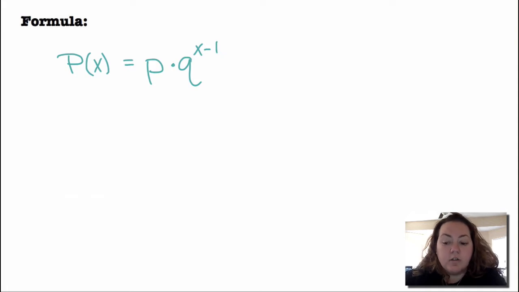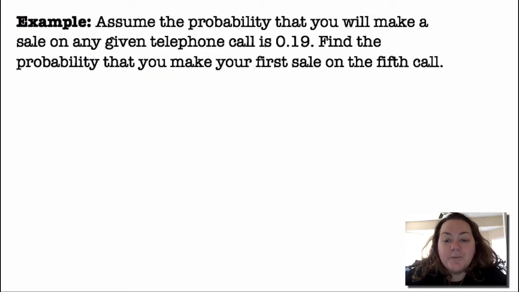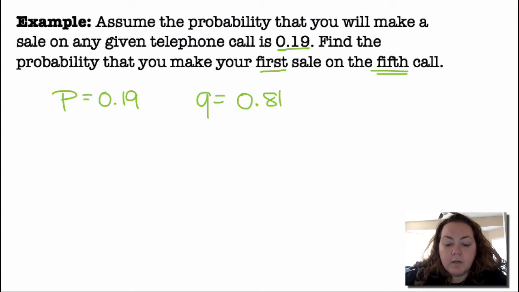Assume the probability that you will make a sale on a given telephone call is 0.19. Find the probability that you make your first sale on the 5th call. All right, so the probability is set at 0.19. We're going to go until our first success, and we're going to find the probability that that first success happens on the 5th call. So P, our probability of success, is 0.19.